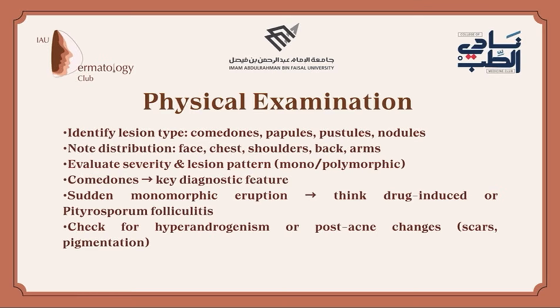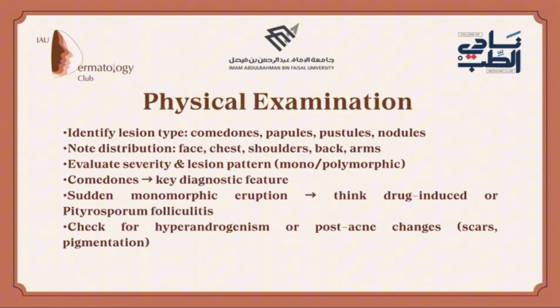Once we have the history, we move on to the physical examination, which confirms our impression. Here, we focus on two main things: what lesions are present and where they are located. Typically, we see comedones, papules, pustules, and nodules, most commonly on the face, chest, shoulders, back, and upper arms. Next, assess the severity and pattern.